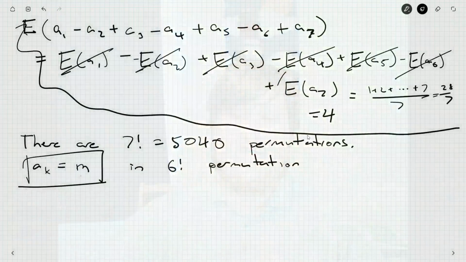So I say, when is A3 going to be equal to 4? Well, if I fix that as 4, the other 6 numbers can be assigned however we want. And that's just all 6 factorial other permutations, or permutations of 6 letters or numbers in this case. So A3 will be equal to 4 in exactly 6 factorial of those 7 factorial permutations. Now 6 factorial happens to be 720.